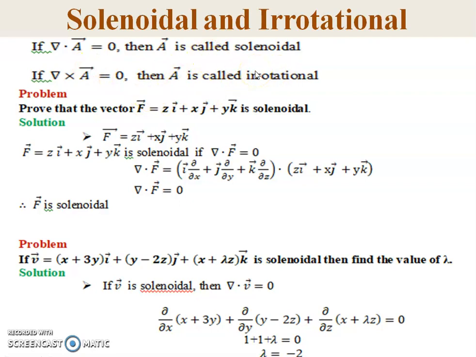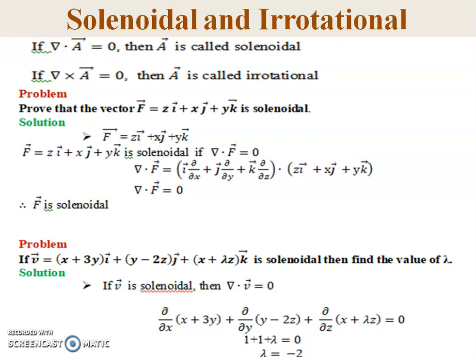Okay. Now see here, prove that the vector f vector equal to z i vector plus x j vector plus y k vector is solenoidal. Very simple, just find del dot f. So to prove solenoidal, we should prove del dot f vector equal to 0. That means differentiate first component with respect to x. There is no x term, so 0. Differentiate this with respect to y. There is no y term, 0. Differentiate this with respect to z. There is no z term, so 0. Therefore, f is solenoidal.